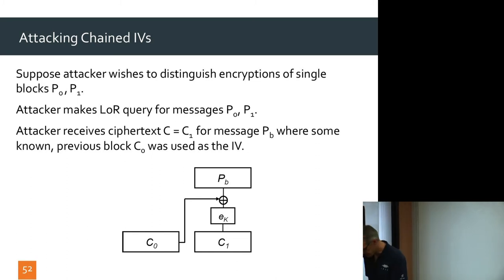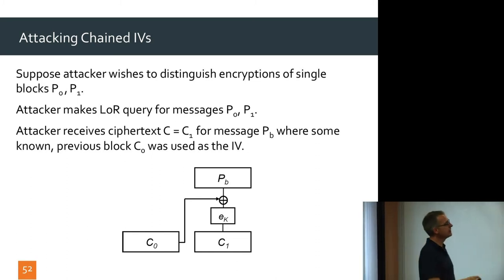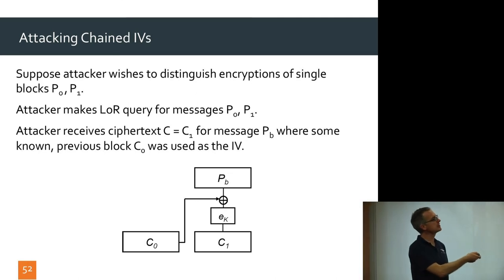So the attacker here, we're going to make it really simple. He just wants to distinguish the encryption of two single blocks, P0 or P1. So one of these two blocks, let's say PB, is going to get encrypted to give us a ciphertext block C1. And let's suppose that C0 is used as the initialization vector. So C0 would be the last block of the previous message. Okay? This is just CBC mode encryption.